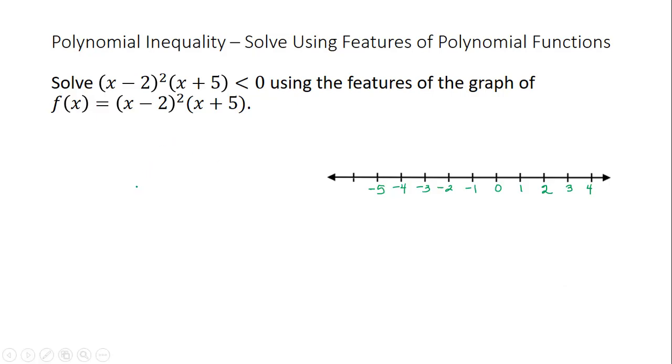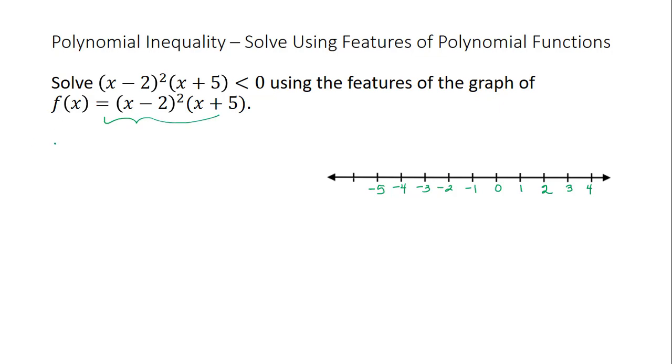In this video, I want to solve a polynomial inequality using features of the graph of a polynomial function. We want to solve the problem (x - 2)² (x + 5) < 0 using features of the graph of f(x) = (x - 2)² (x + 5). So let's think about what we know about the graph of this polynomial function.